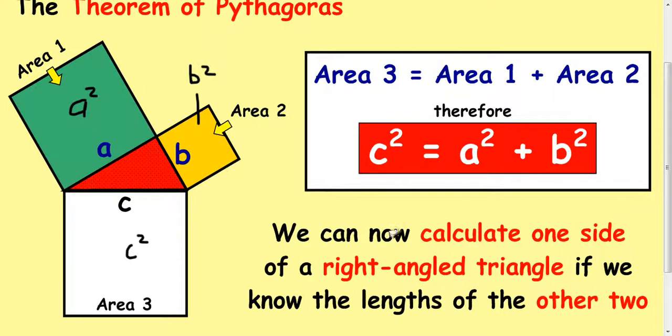Okay, and what we can do now is calculate one side of the right angle triangle if we know what the other two sides are. And that's what we'll do in the future lessons.